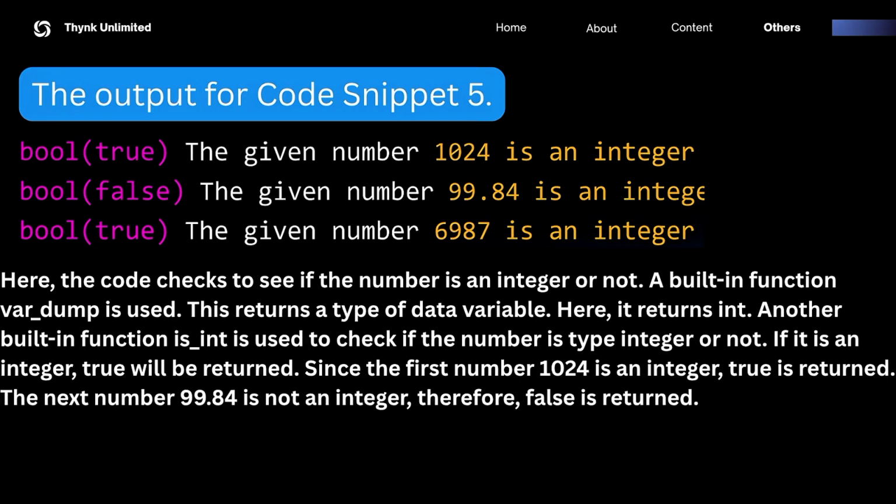Code Snippet 5 demonstrates a fundamental concept in PHP. Even though all numeric values may look similar, their data types define how PHP treats them in operations and validations. This makes understanding and checking variable types a crucial part of writing stable, bug-free PHP code.